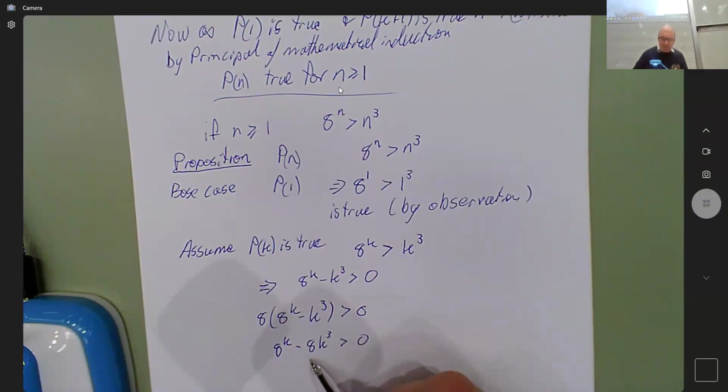Now, ideally, oops, that should be plus 1. Ideally, I want to replace this by k plus 1. That's going to be a bit of a trick. So, have I got any plans? No.